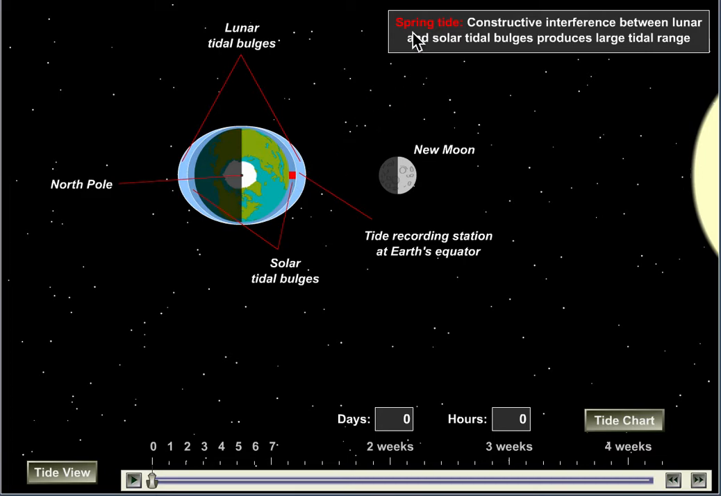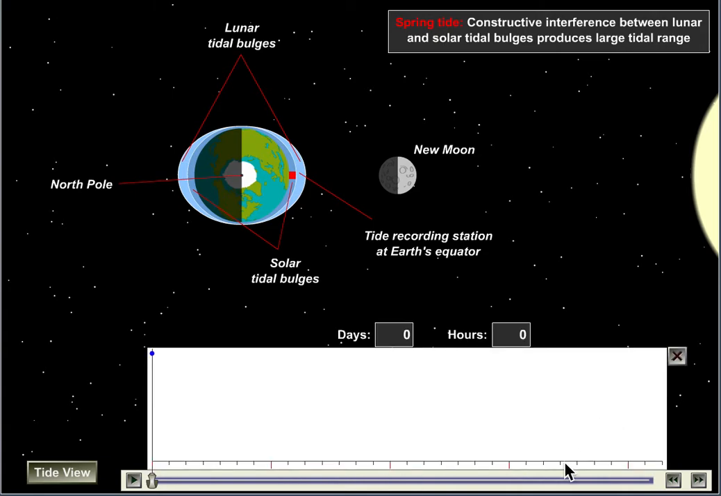So again, this is called a spring tide because the moon's pulling on the water in this direction and the sun's pulling on the water in this direction. These two gravitational pulls are acting together, which is going to pull on the water extra hard, creating a higher high tide. So they add together. That's a constructive wave. If you remember from our last unit, constructive and destructive waves, this would be considered a constructive wave. Therefore, our high tides are going to be really high, and our low tides are going to be really low, and that's going to give us a high tidal range.